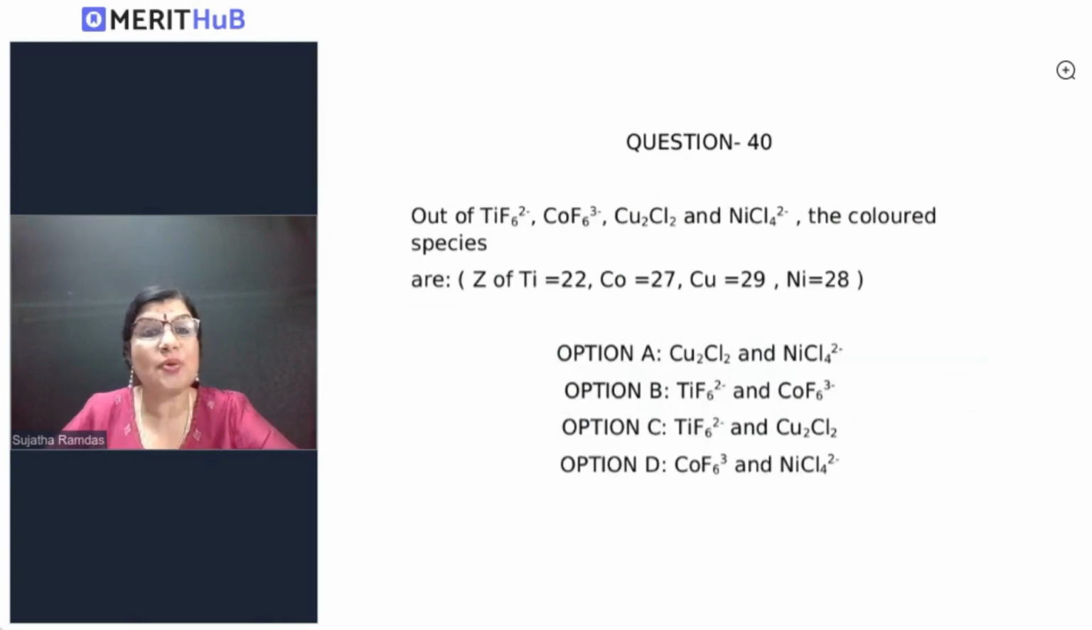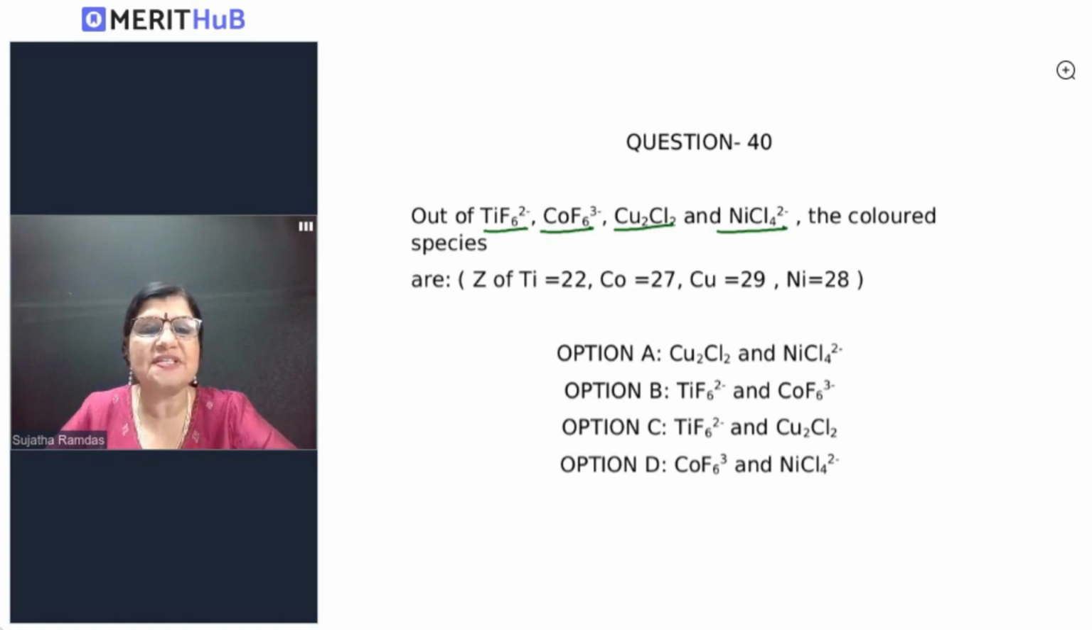Let's now move on to question number 40. Another important property shown by complex ions, the color. Most complex ions are colored, while some are colorless. So that is clearly understood from this question. Out of TiF6 2-, CoF6 3-, Cu2Cl2 and NiCl4 2-, what are the colored species?